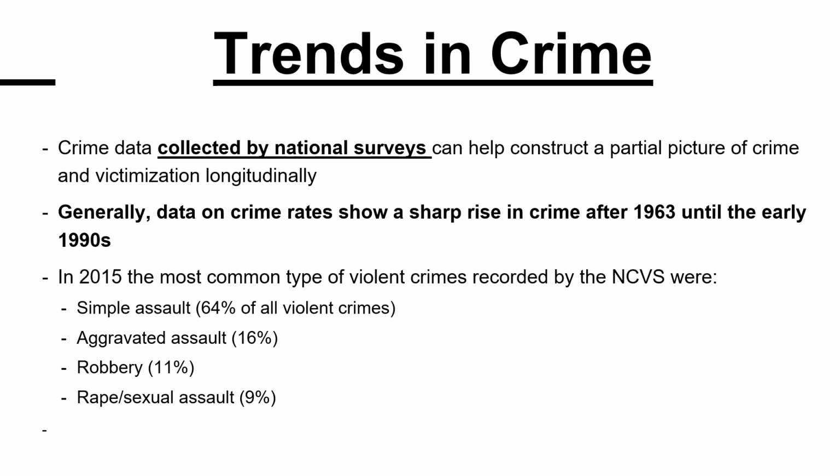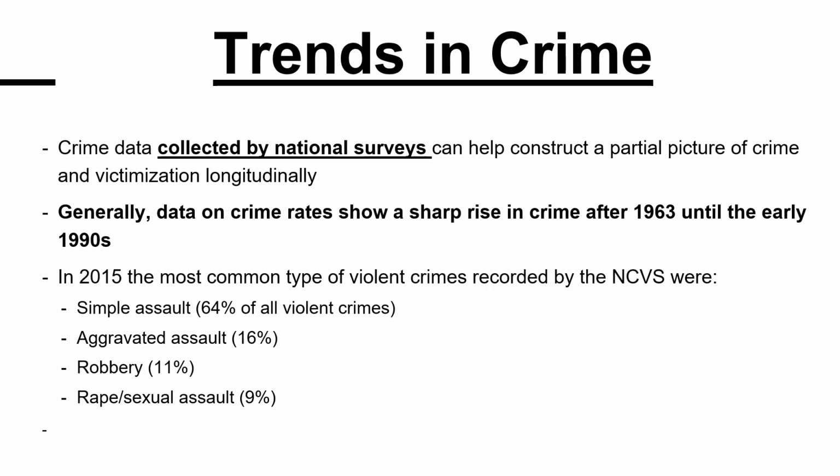So you should know this, but if you don't, crime data is collected through national surveys that help construct a partial picture of crime and victimhood longitudinally. So we gather data from previous years to kind of inform us how crime rates have either increased or decreased or stayed the same, things like that. Generally, data on crime rates show a sharp rise in crime after 1963 until the early 90s. And realistically, crime rates have decreased since the 90s. Now you have some pockets of, again, locations that may see some increases in certain types of crimes, but your book goes over some really great crime trends that you should probably pay attention to.